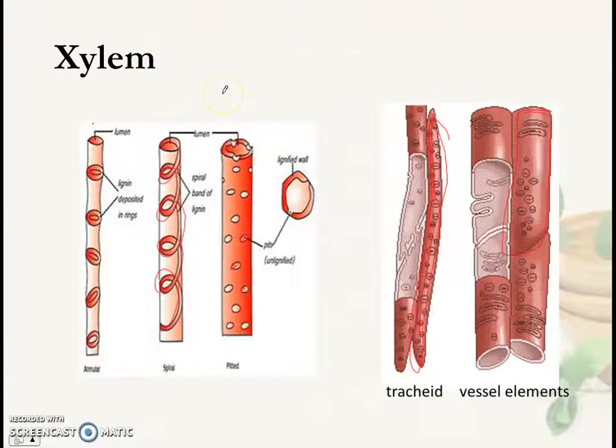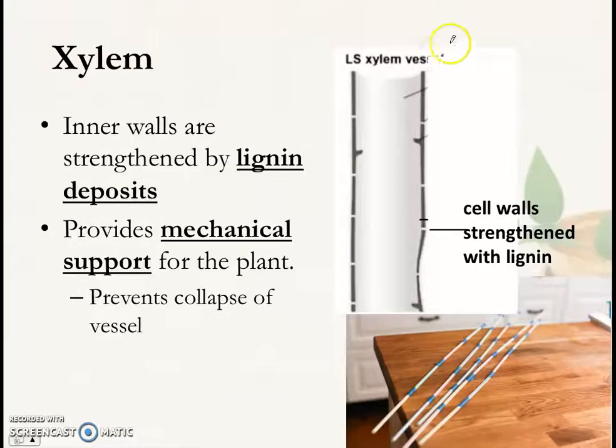But in general, they do look like this. They're made out of dead cells, there's a hollow lumen, there are no end walls, and the cell walls are strengthened with lignin.